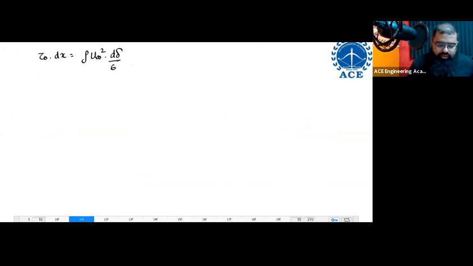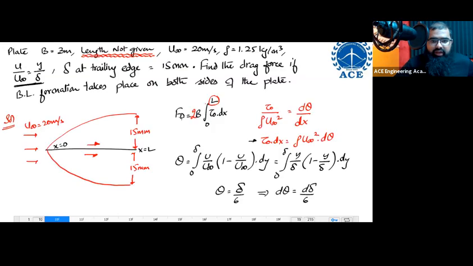Now I'm looking for the integral. At x is equal to 0, I know delta has to be equal to 0. At x is equal to L, I don't know the value of L, but I know the value of delta over here is 15 mm. It is given to me in the question. The value of delta over here is 15 mm.